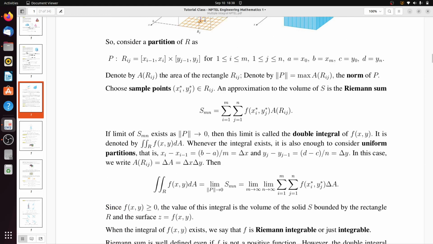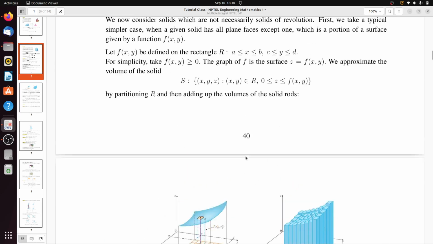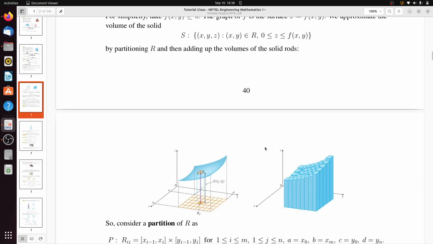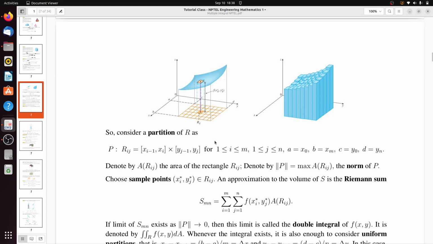You just go through this portion. There are many things you can easily understand, how this graphical representation is helping us to determine the volume, how we are forming these types of parallelepipeds, and then taking the mesh to be smaller and smaller so that we can approximate this, and eventually with the help of integration we are getting the volume.